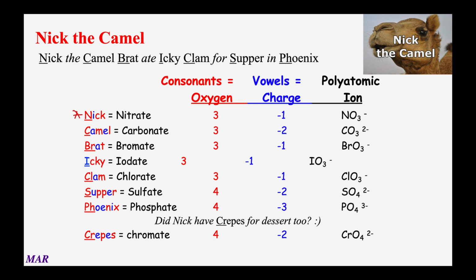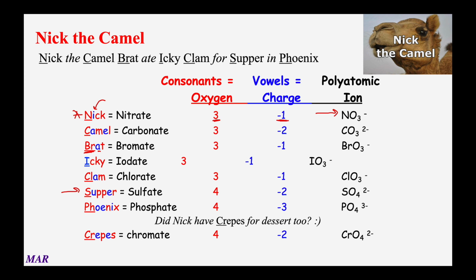In Nick, you can see the red letters. There are 3 consonants. And just as a quick reminder, vowels are A, E, I, O, U, and consonants are basically everything else. So there's 3 red letters, 3 consonants. That means 3 oxygens. And because there's 1 vowel, that means there's a -1 charge. So from Nick, you can kind of deduce that nitrate is NO3 minus. And you can see all these other ones in here too. So for example, bromate is Br. The Br is bromine. There's 3 consonants, Br and T, so that's 3 oxygens and 1 vowel.